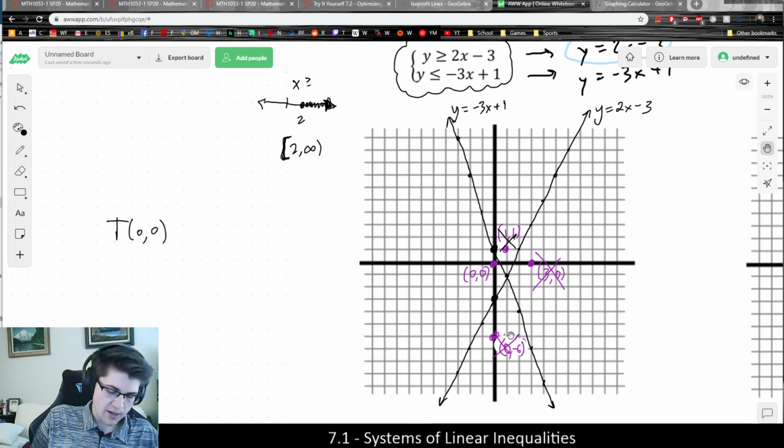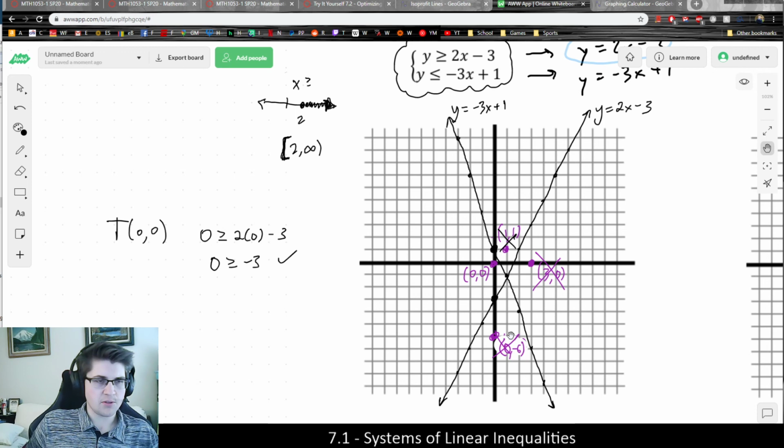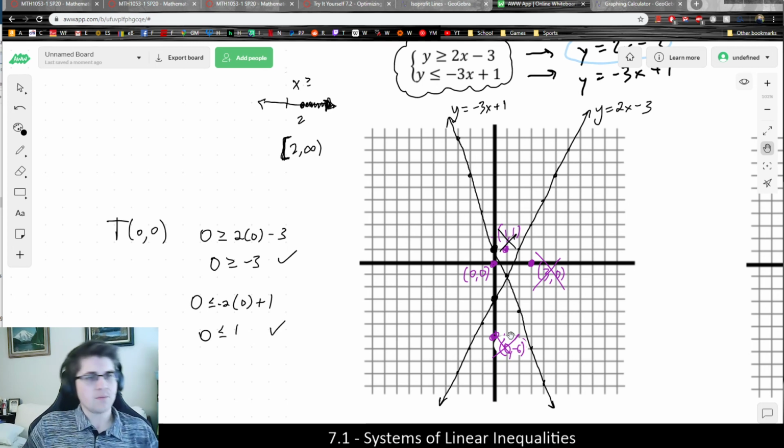But basically, in the first inequality, I should have that y is greater than or equal to 2 times x minus 3. Or I have 0 is greater than or equal to negative 3. And that is definitely true, because 0 is bigger than any negative number. And then in the second inequality, I have 0 is less than or equal to negative 2 times 0 plus 1, since both x and y are 0. And that would give me 0 is less than or equal to 1, also definitely true. So what I can see is that this point, 0, 0, works in both inequalities, therefore it is a solution.